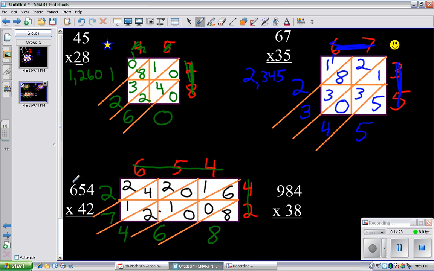The correct answer to 654 times 42, if I can fit it, is 27,468. I hope you have had a great time and learned how to do lattice multiplication.